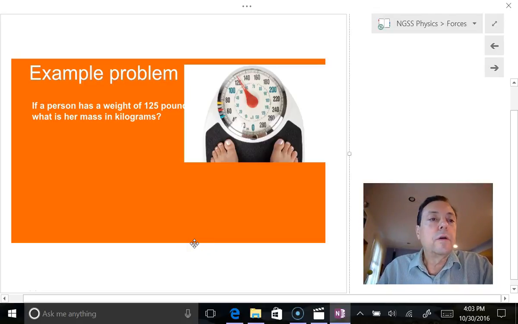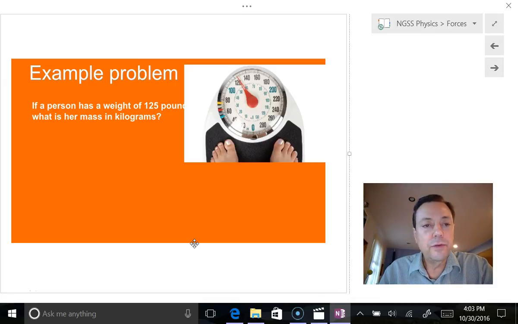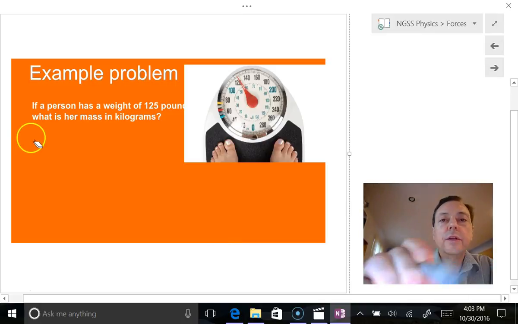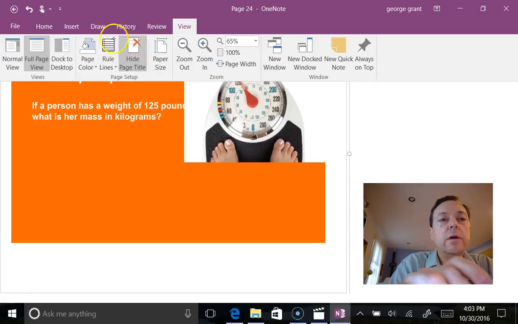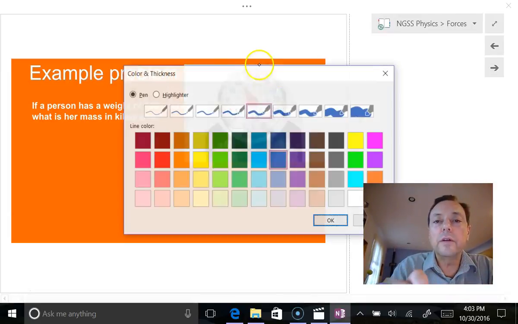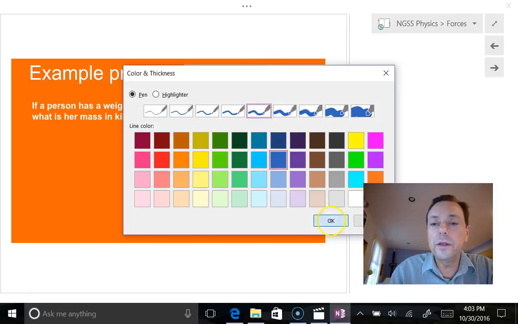Let's do an example problem. If a person has a weight of 125 pounds, what is their mass in kilograms? So let's see. Person has a weight of 125 pounds.